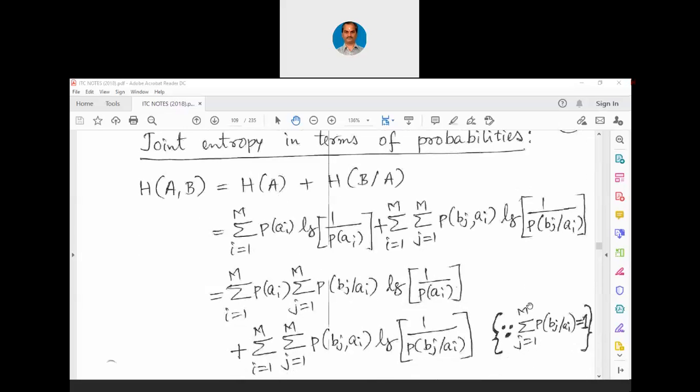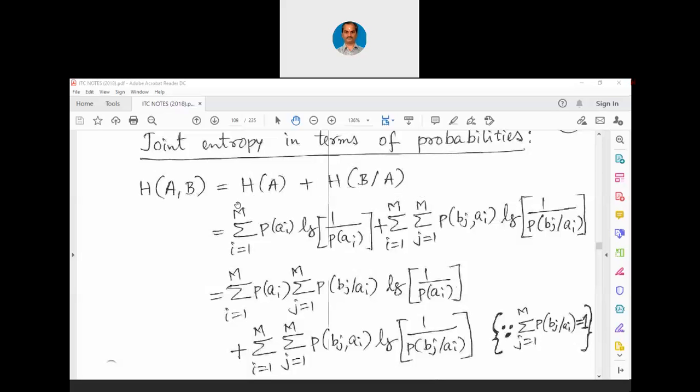Now let us try to prove mathematically whatever we had seen from the diagram. You may think, why should you prove mathematically? But as I told you, everything has to be proven mathematically. Later on we can represent it by means of diagrams. So we already know that H(A,B) equals H(A) plus H(B/A). This is by definition itself.